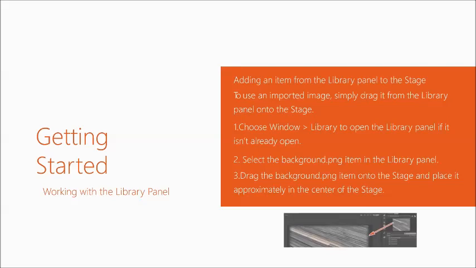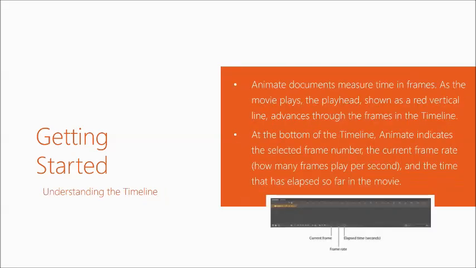To add the item, choose Window, Library to open the Library, and then select background.png. Animate documents measure time in frames. As the movie plays, the playhead, shown as a red vertical line, advances through the frames in the timeline. At the bottom of the timeline, Animate indicates the selected frame number, the current frame rate, and the time that has elapsed so far in the movie.